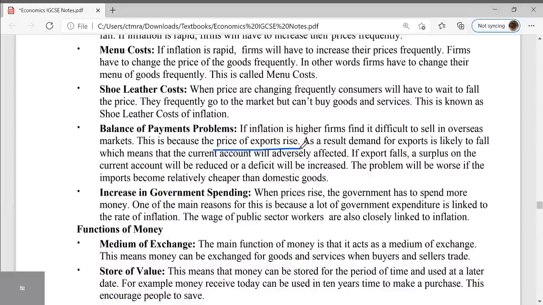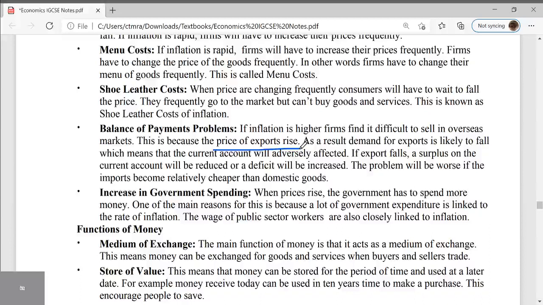And the last one is increase in government spending. Okay, so when prices rise, the government has to spend more money. One of the main reasons for this is that a lot of government expenditure is linked to the rate of inflation. The wages of public sector workers are closely linked to inflation. So if inflation continuously stays there, the government also has to increase their spending, in terms of raw material or construction or government official salaries or wage rates. Everything may rise because of inflation. And government does not have much option. They have to spend, even if the inflation rises.